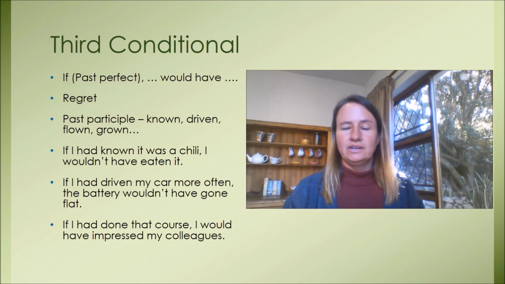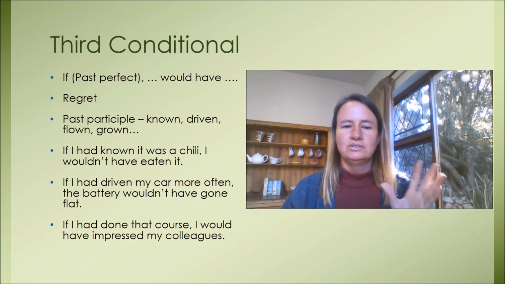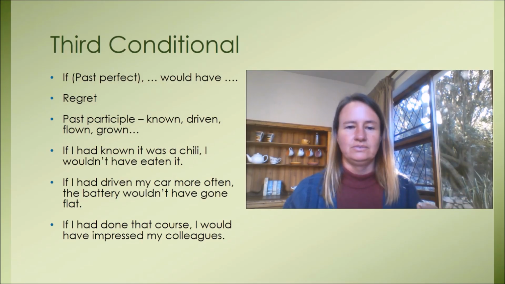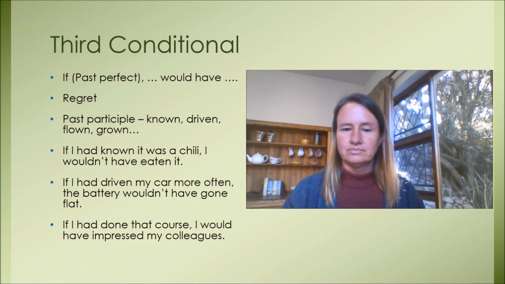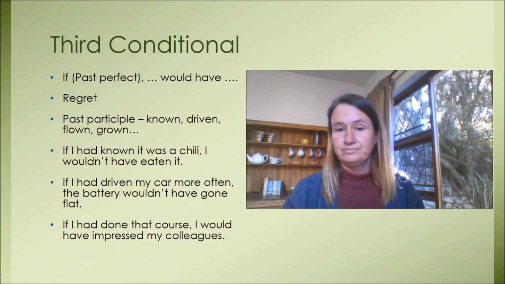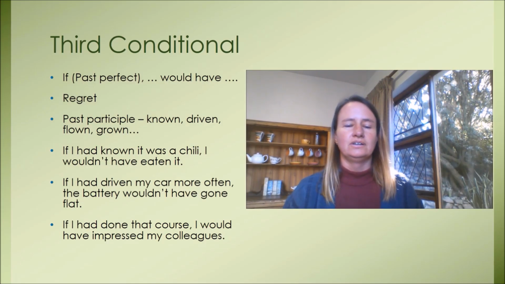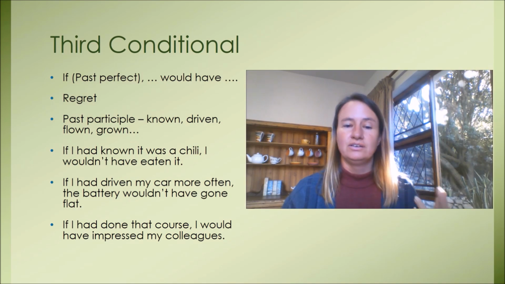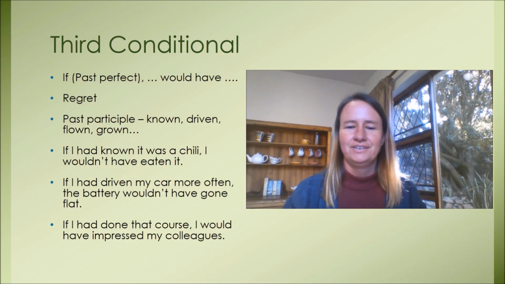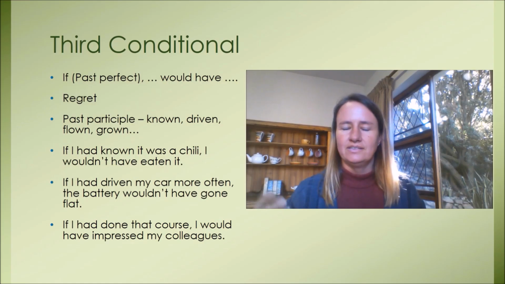Alright? You will see there we have again our two clauses. Okay. The first part of the third conditional, if past perfect. Okay? Second part of our clause, we're going to use would have. Okay? Or in my examples, wouldn't have. Can be negative, yeah. Okay. So first part of the clause, past perfect. So you're going to need a past participle in your sentence. Okay. If I had known, if I had driven, if I had flown, if I had grown, if I had bought. Okay. And then the second part of your clause, would have. Okay.